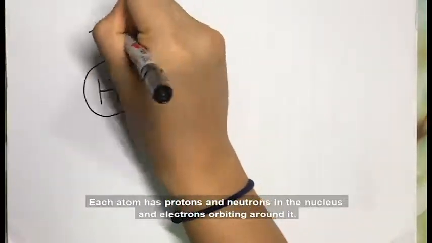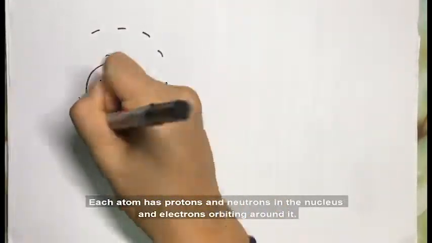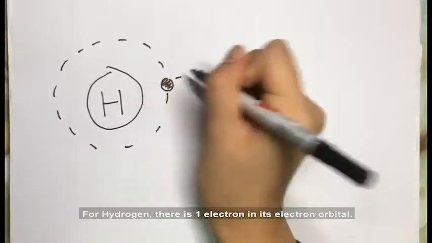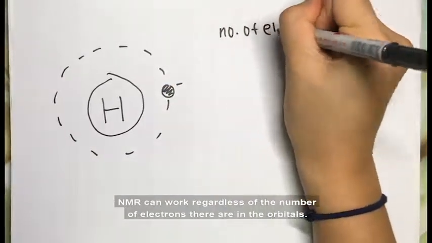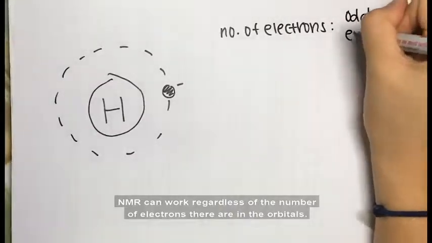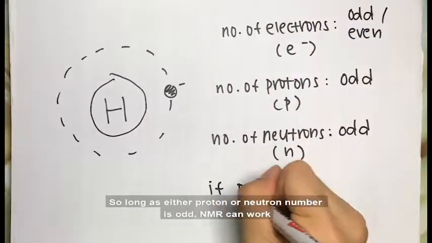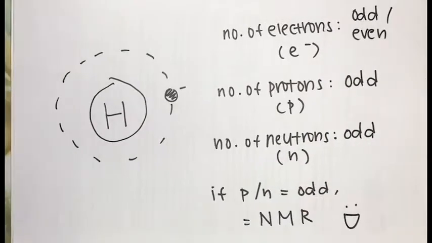Each atom has protons and neutrons in the nucleus and electrons orbiting around it. For hydrogen, there is one electron in its electron orbital. NMR can work regardless of the number of electrons that are in the orbitals, so long as either the proton or neutron number is odd.